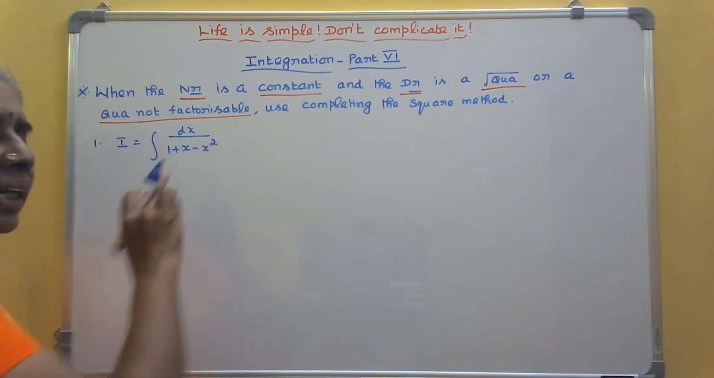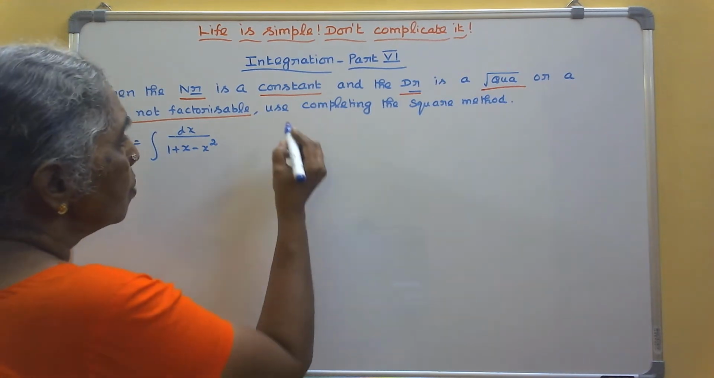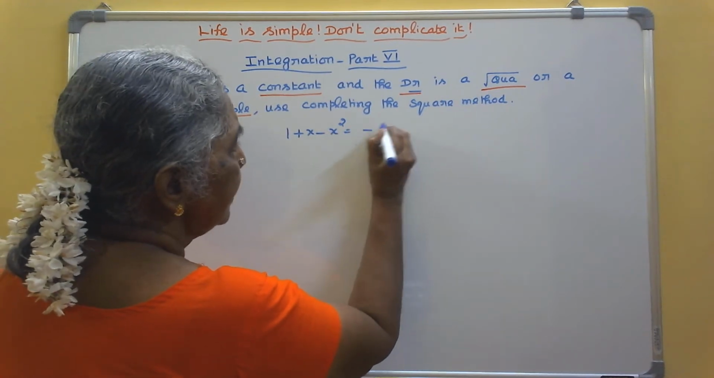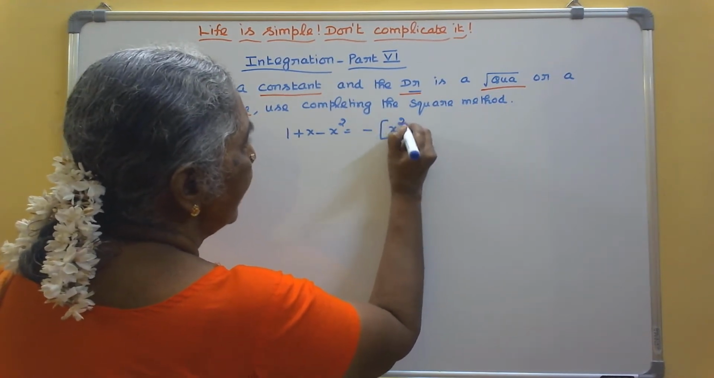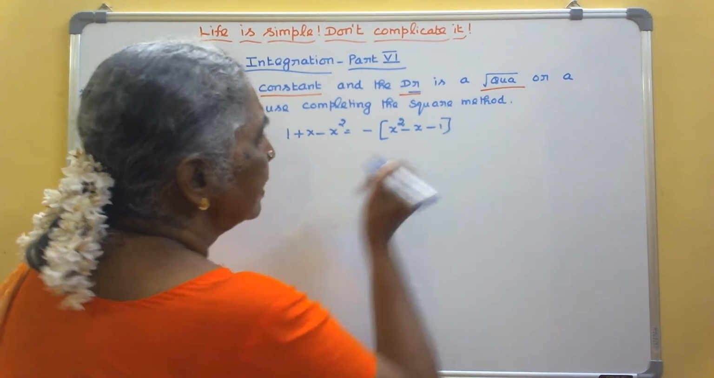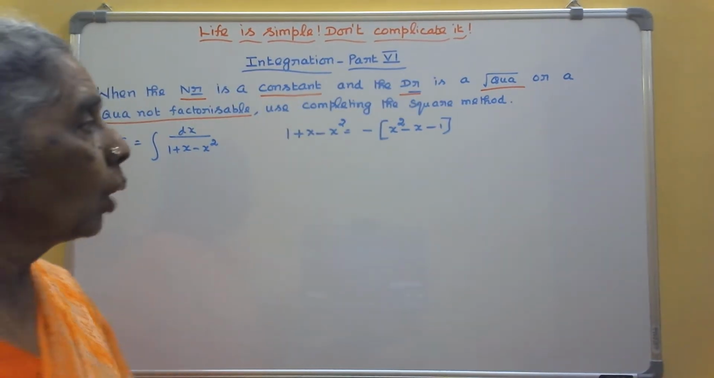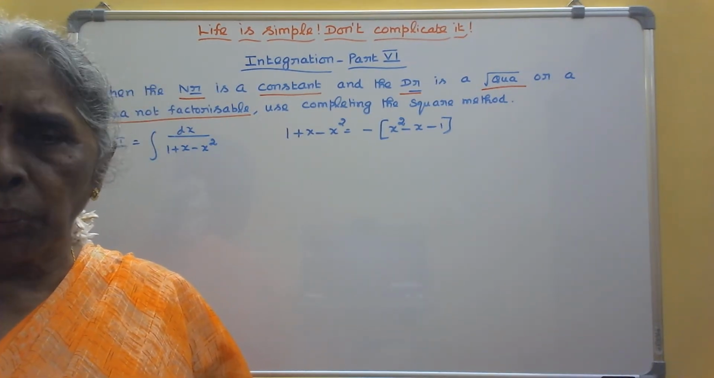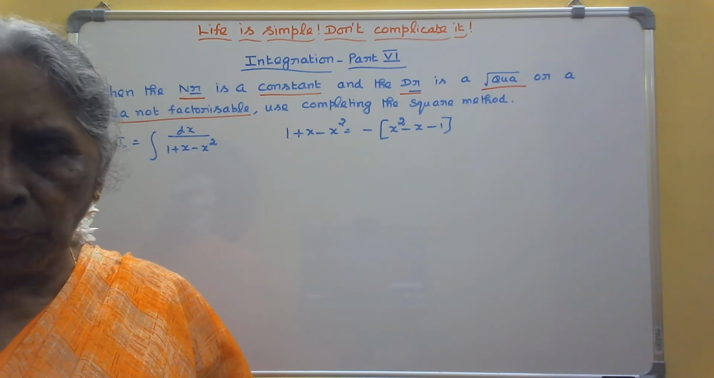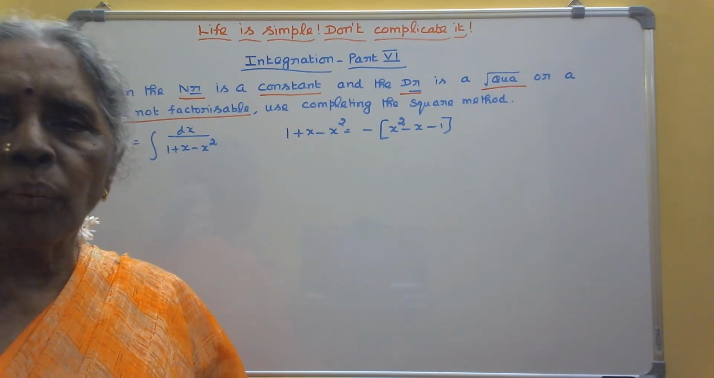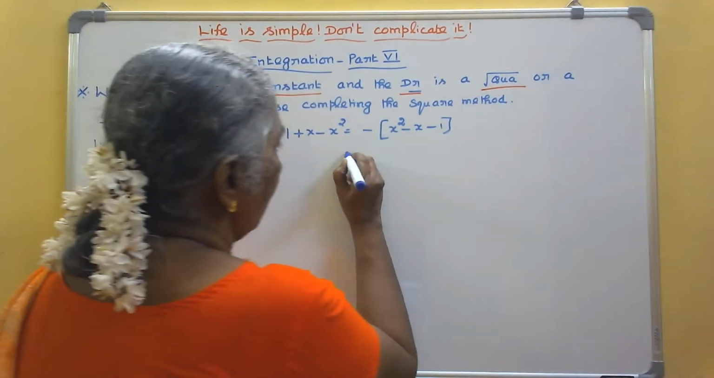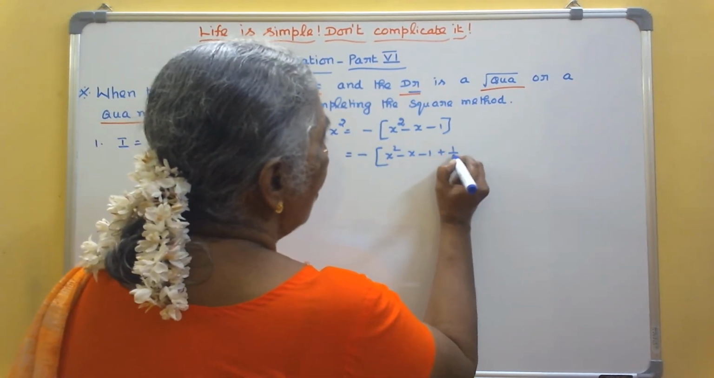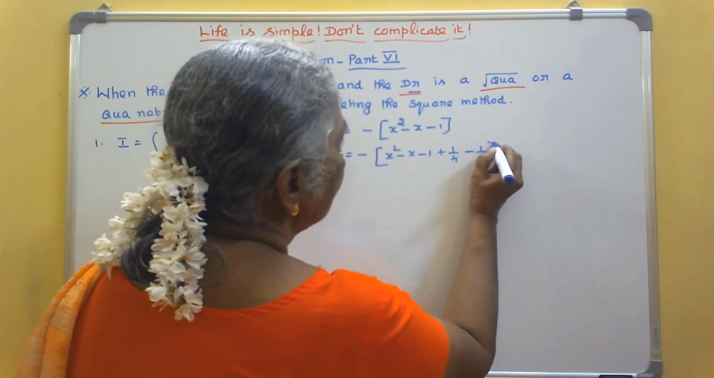Here the coefficient of x squared is minus 1. So, you write 1 plus x minus x squared. First take the minus out. So, you will get x squared minus x minus 1. Okay. What is the coefficient of x now? Minus 1. Divide it by 2. You will get minus 1 by 2. Square it. You will get 1 by 4. So now write the expression as it is, plus 1 by 4 minus 1 by 4.